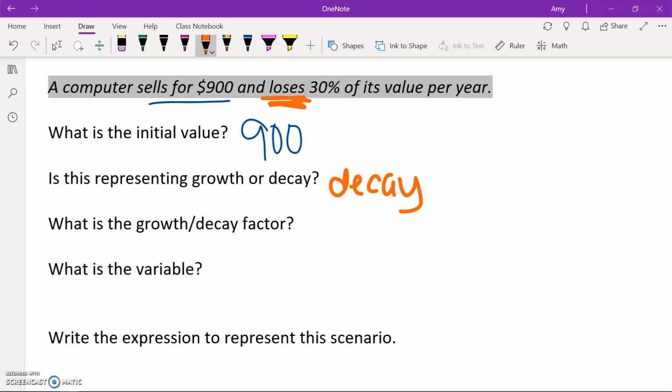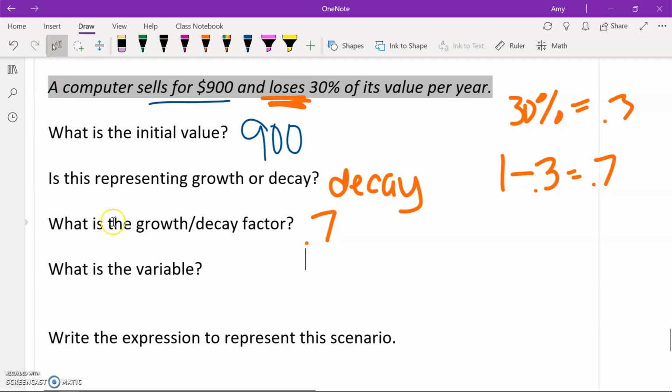So we know that in decay, our growth or decay factor should be less than 1. So 30%, think back to what you learned in elementary school, converting percents and decimals. This is going to be 0.3. So if it is losing 30% per year, it's actually 1 minus 0.3 to give us 0.7. It's because it's keeping 70% of its value every year. When we're talking about exponential functions, we're not going to be talking about how much we're losing. We're asking how much we're keeping, actually. So we're keeping 70%. So our growth or decay factor is going to be 0.7.